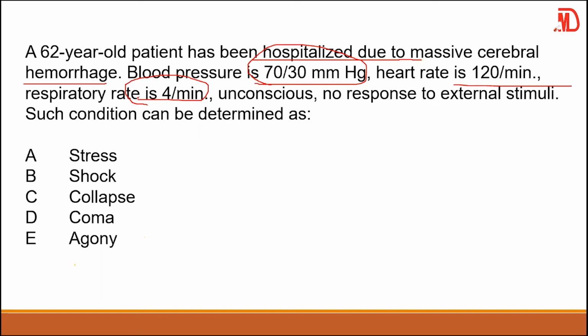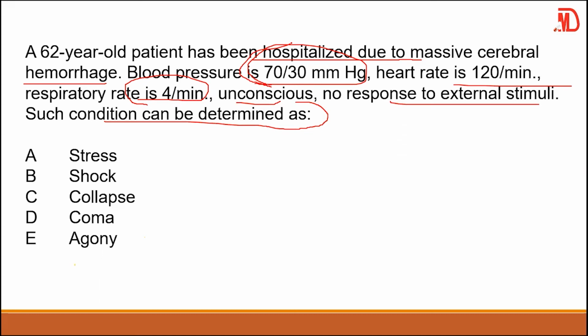So take note. Anything more than that, it means that the person is having what? A dyspnea or difficulty in breathing. If it's lower than that, the person is not even breathing. So you see, unconscious, no response. Such condition can be determined as what? Now, if you don't take care over here, you get confused. Because there's low blood pressure, many of you will be thinking that this could be shock, but please, this is not shock. This is coma.